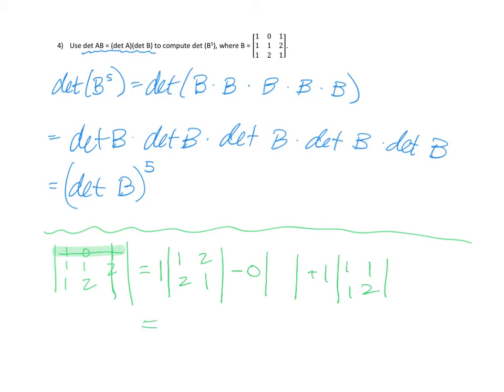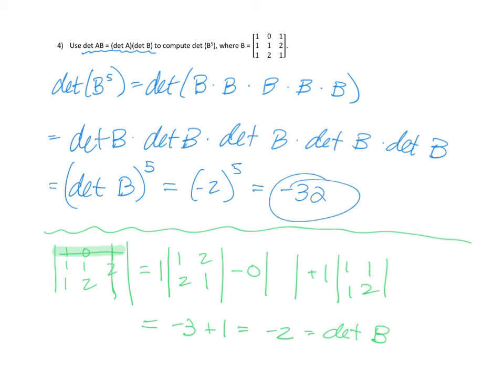All right, so this is going to be 1 times 1 minus 2 times 2 is 1 minus 4 is negative 3, plus 1 times 2 minus 1 times 1. So 2 minus 1 is 1, so I get negative 2. That's the determinant of B. So then I can go back up here and say this is equal to negative 2 to the fifth, which is negative 32.